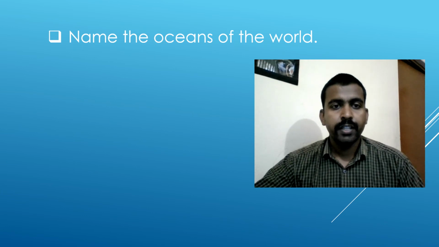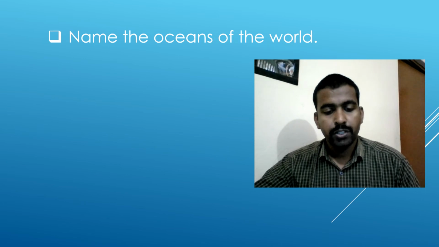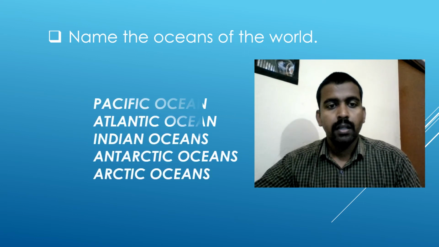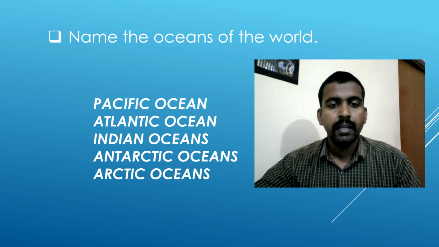Our next question is name the oceans of the world. There are five oceans in the world that we are supposed to mention here. The answer is Pacific Ocean, Atlantic Ocean, Indian Ocean, Antarctic Ocean, and Arctic Ocean.